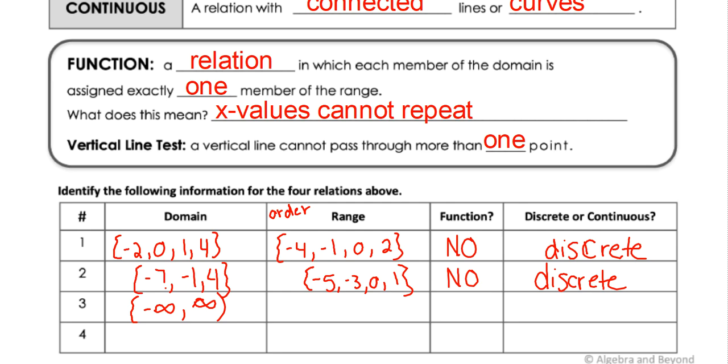Almost the same thing in the range. But in the range, the y values, the lowest y value it gets down to is 0, and then it goes up to infinity. So that is a function. It passes the vertical line test. And since it has a curve on there, that is continuous.